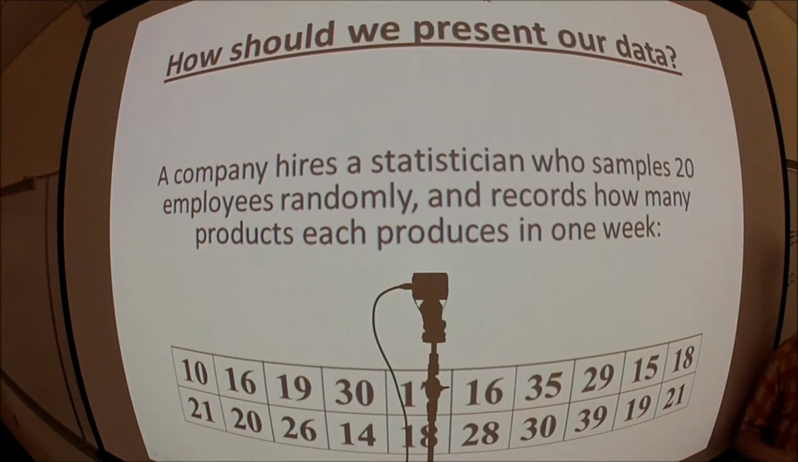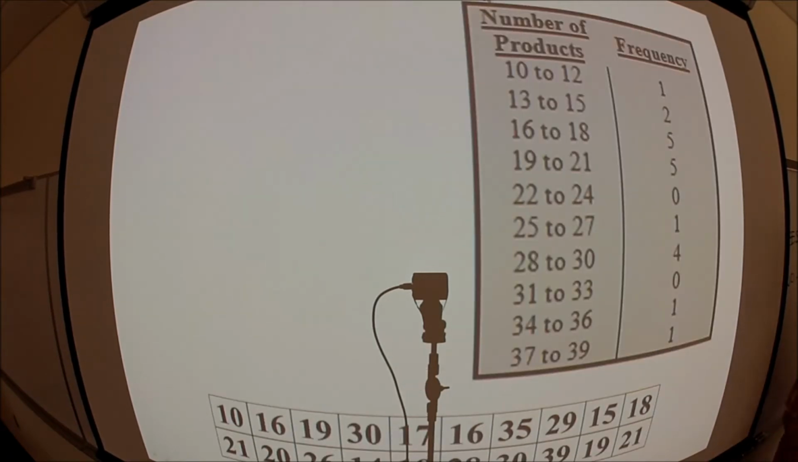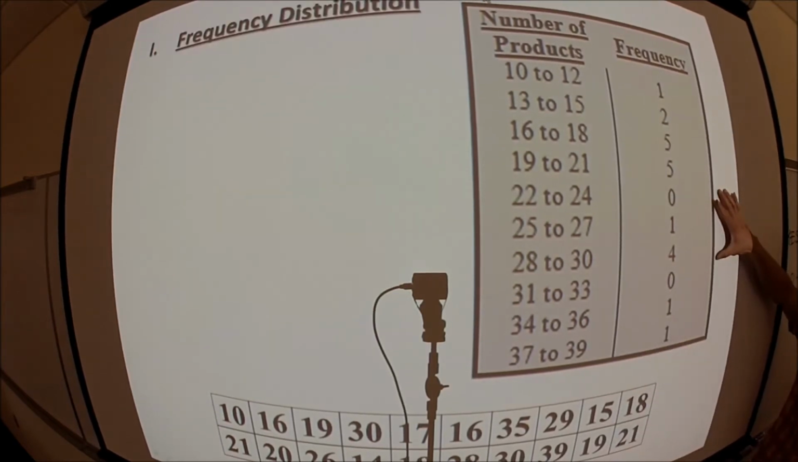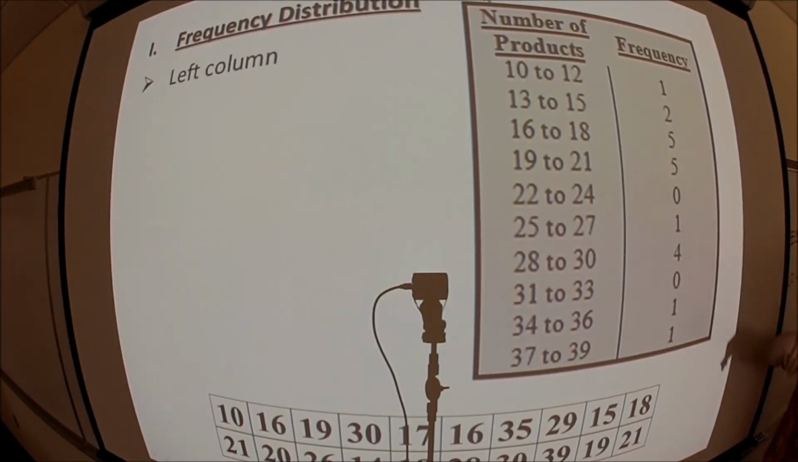Actually, hold the answer to that question. Here. We want something along these lines. Here's the raw data down here. This is what I like to call a distribution, or a frequency distribution.